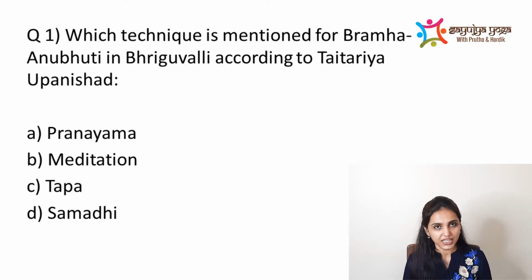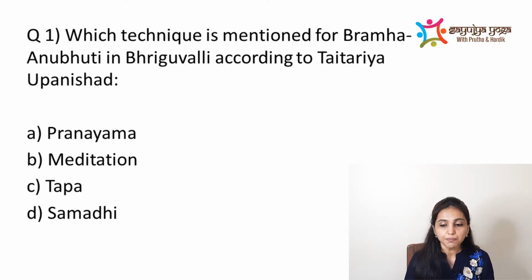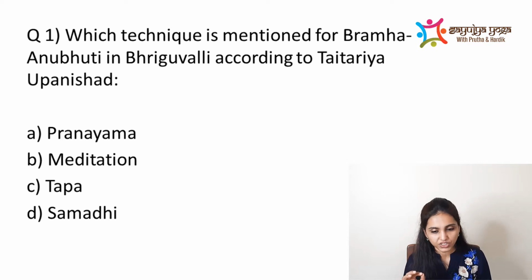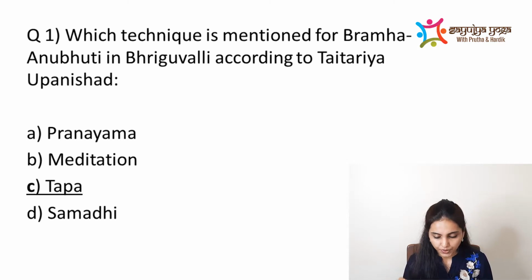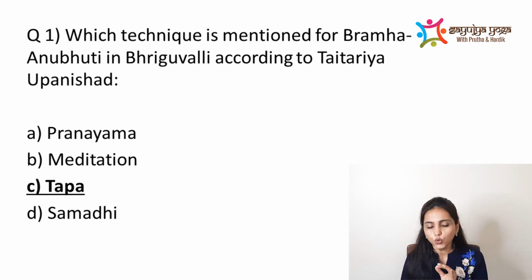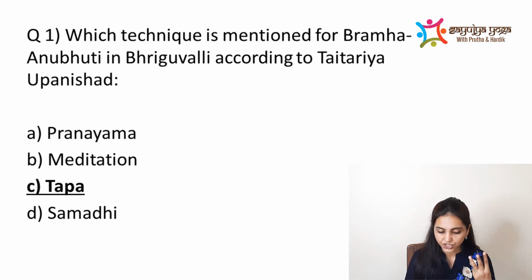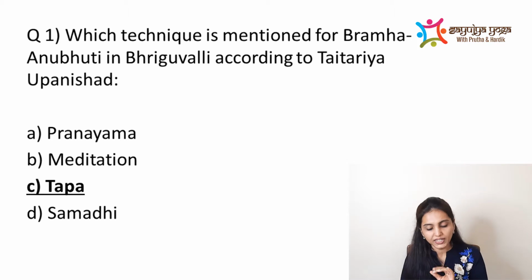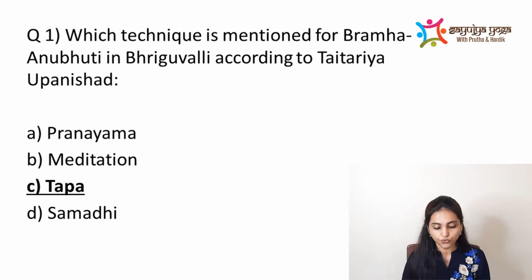So let's begin. The first question that you are seeing on the screen is, which technique is mentioned for Brahma Anubhuti in Bhriguvalli according to Taitariya Upanishad? And the correct answer is option number C, Tapa. Now friends, Taitariya Upanishad is divided into three sections. First is Shiksha Valli, the second is Brahmanandavalli, and the third is Bhriguvalli. Okay, now according to Bhriguvalli, Tapa is the technique used for attaining Brahma Anubhuti.